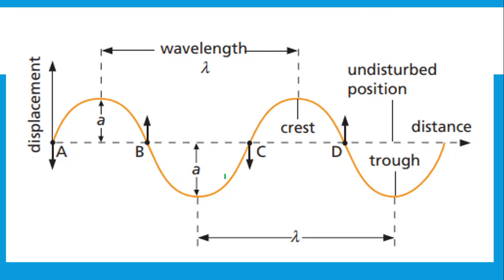This basically shows everything that we have already discussed. So you can just go through this. It shows wavelength from this point to this point because these 2 points are in phase. They are at the same point but on successive waves. And then this A is basically the amplitude, and this is trough, this is crest. Everything is properly labeled.